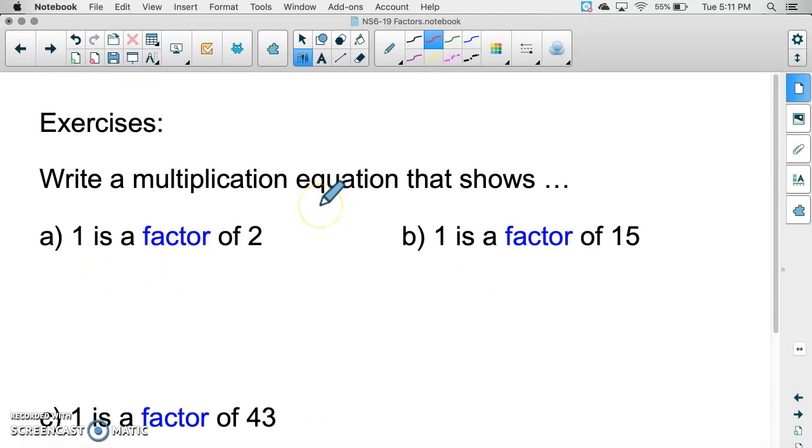On your whiteboard, I want you to try these exercises. Write a multiplication equation that shows A, 1 is a factor of 2, B, 1 is a factor of 15, and C, 1 is a factor of 43. When you are done, you're going to continue on with your screencast.